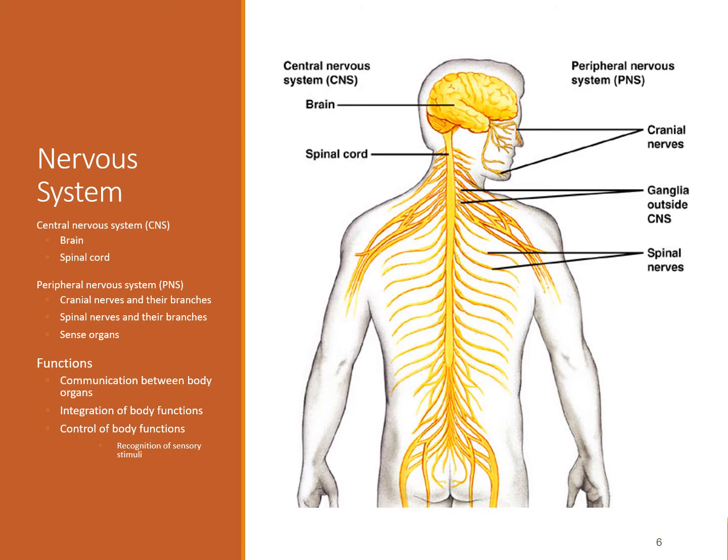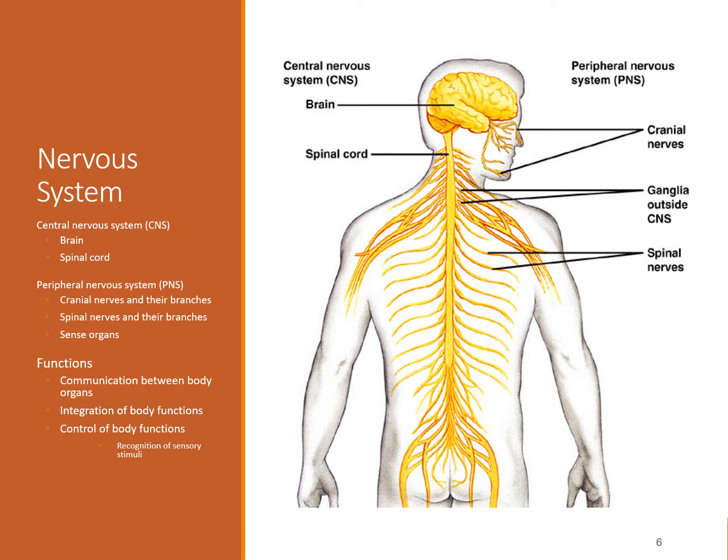There are two divisions of the nervous system, the central nervous system, or CNS, and the peripheral nervous system, PNS. The central nervous system is comprised of the brain and the spinal cord, while the peripheral nervous system is comprised of all the rest of the nerves of the body, including cranial nerves and spinal nerves.